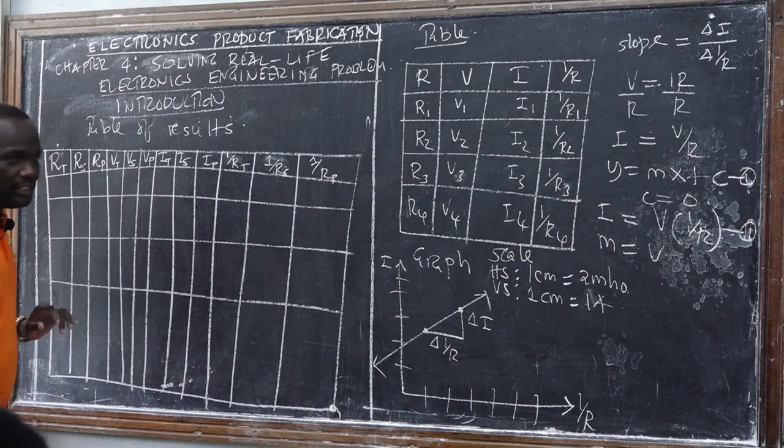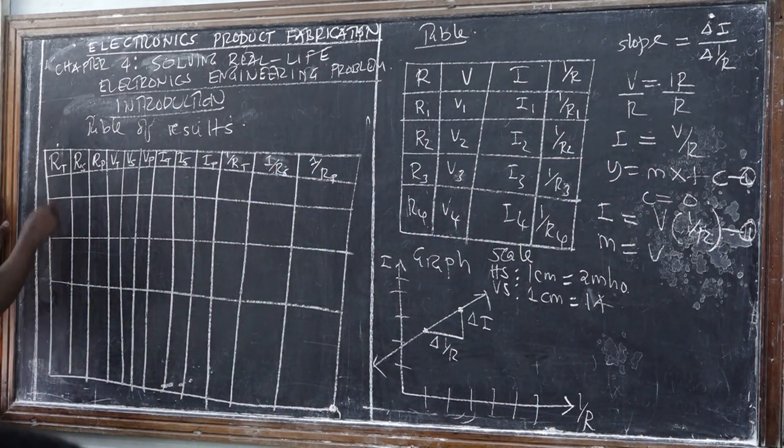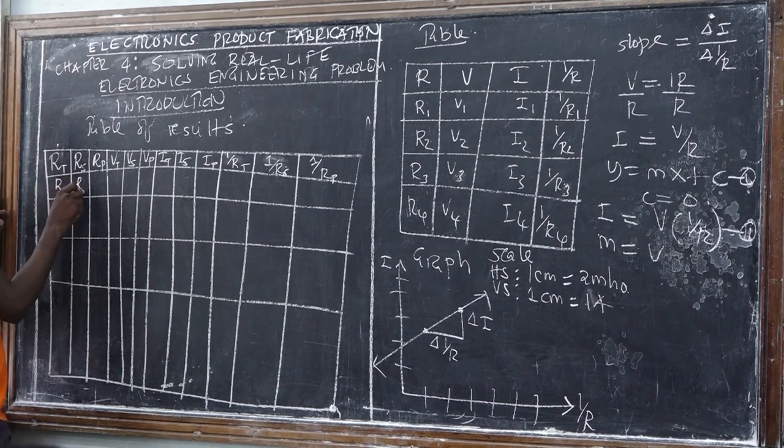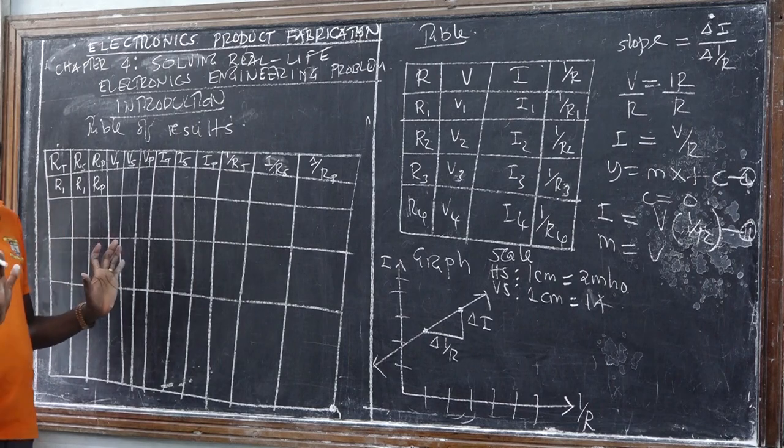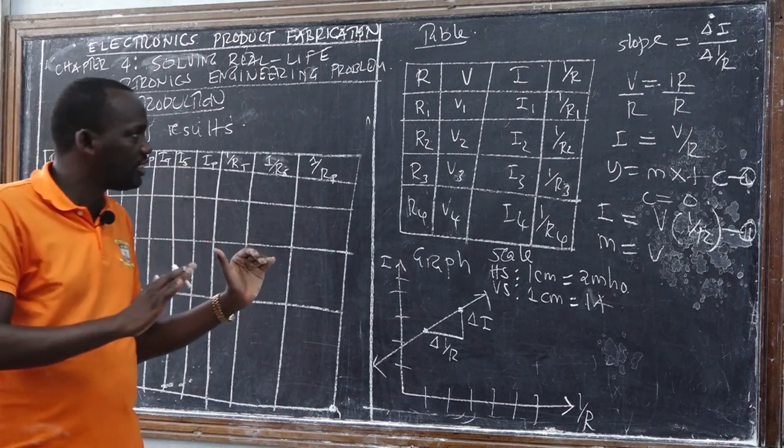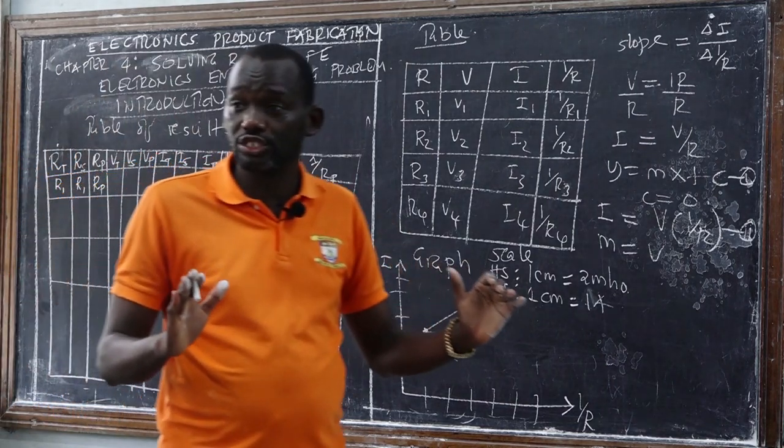So what does it mean? It means that the value of resistance 1 might be different from the value of resistance 1 in simulation. It might also be different when you measure the resistance of the resistor practically. This just takes a simple context of resistors, or resistance, current, and voltage.